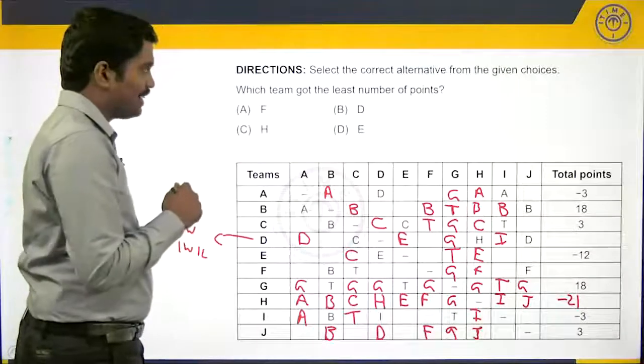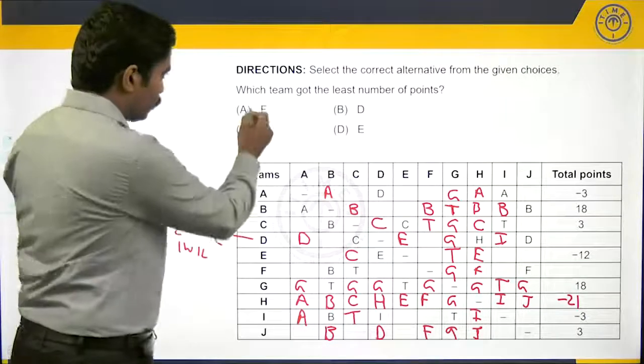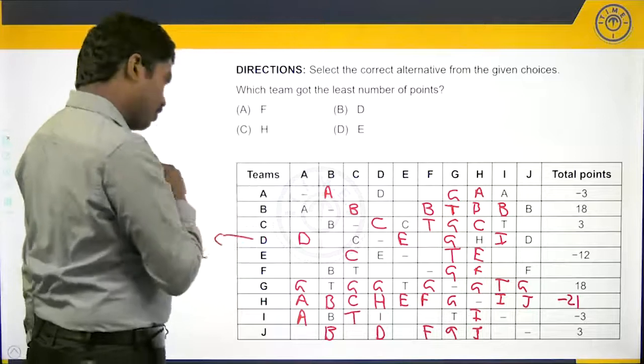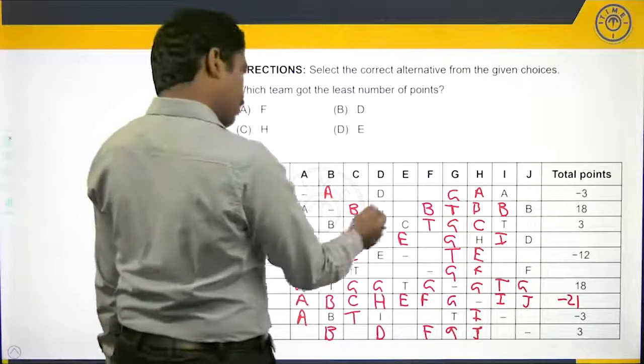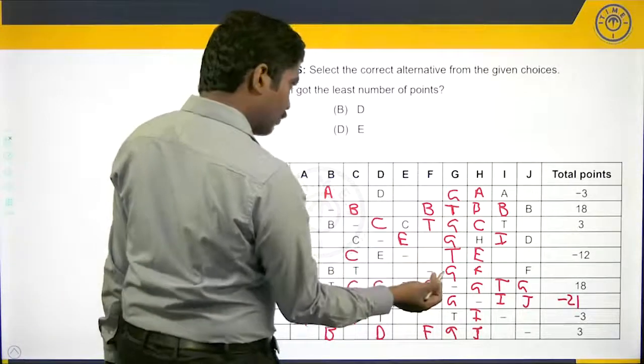Which team got the least number of points? So F, D, H, C are our options. We already know the score of some of them and we don't know the score of all of them.